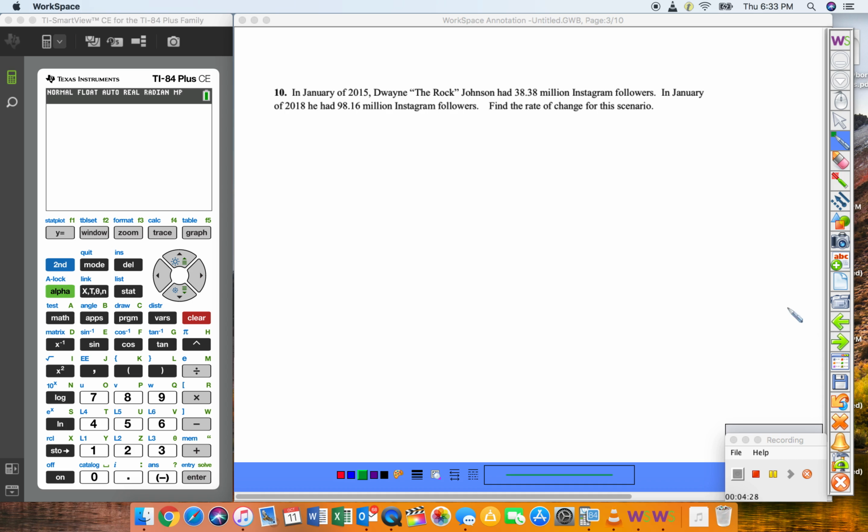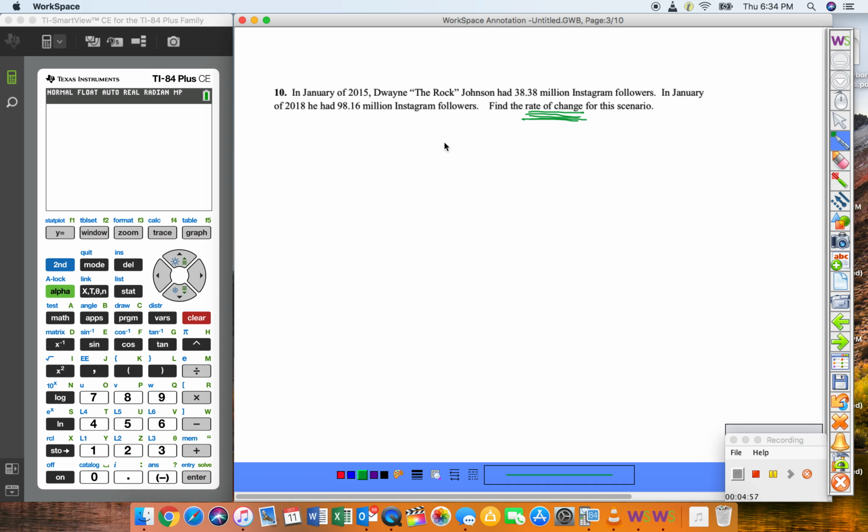Now some story problems. Finding the rate of change. One thing that always boggles students' minds is if I ask you to find the slope, they can do it, but if I say find the rate of change, they don't know what to do. Rate of change and slope are the same thing. So here's a little story problem. In January 2015, Dwayne "The Rock" Johnson had 38.38 million Instagram followers. Then in January of 2018, he had 98.16 million Instagram followers. Find the rate of change.